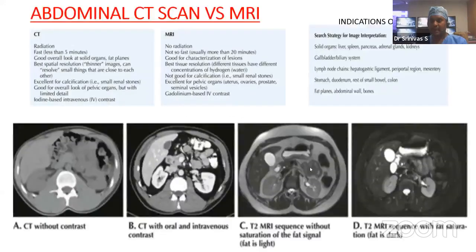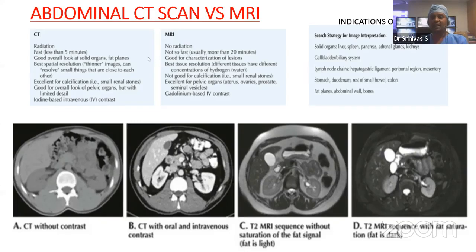Now we will go into the imaging of the abdomen. So a CT scan of the abdomen can be done, and an MRI of the abdomen can be done. MRI of the abdomen doesn't have any radiation. It is very slow to perform, that means it takes around 20 to 30 minutes. It is used for characterization of the lesions, and it has the best tissue resolution, but it is not useful for calcification. It is excellent for the pelvic organs, and gadolinium-based IV contrast is usually used.